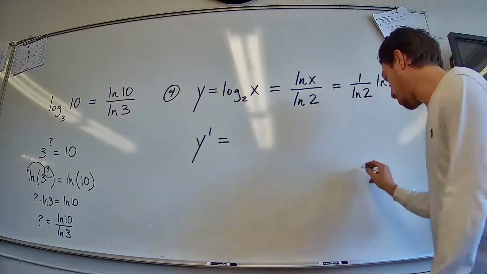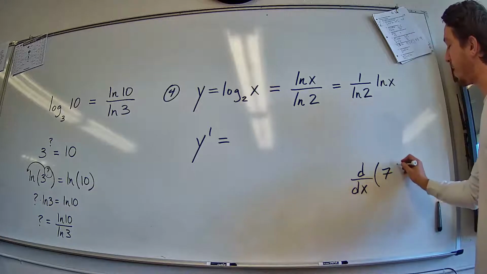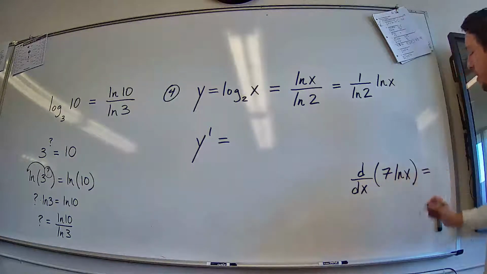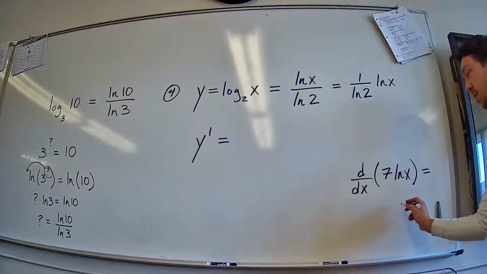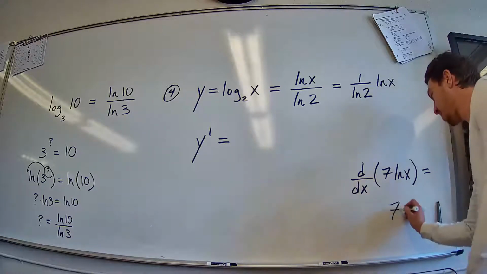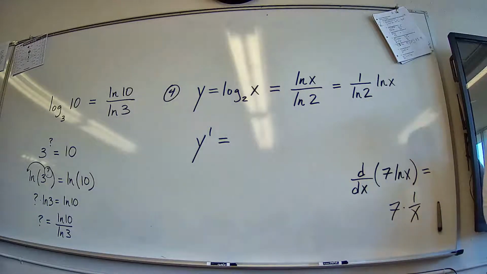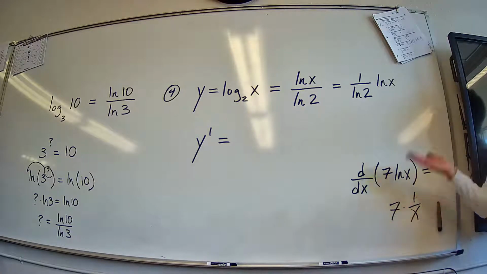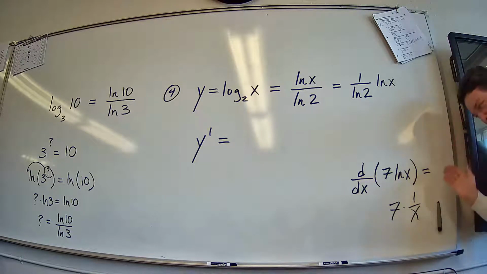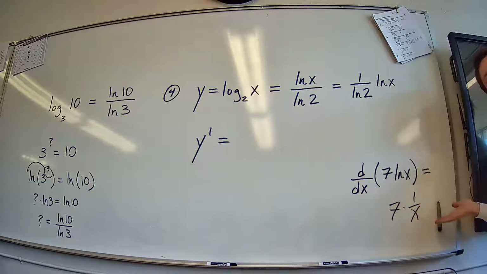I'll ask a simpler question. What's the derivative of 7 times the log of x? 7 times 1 over x. What's the derivative of log of x? 1 over x. So the derivative of 7 times log of x is 7 times bigger than that.